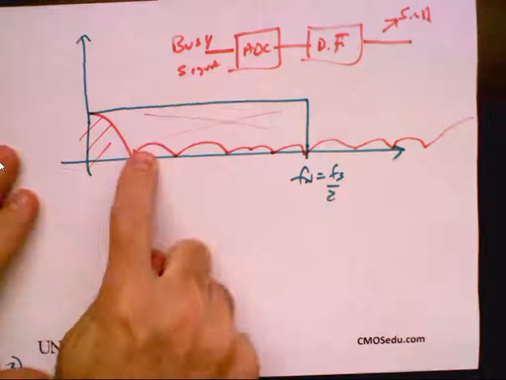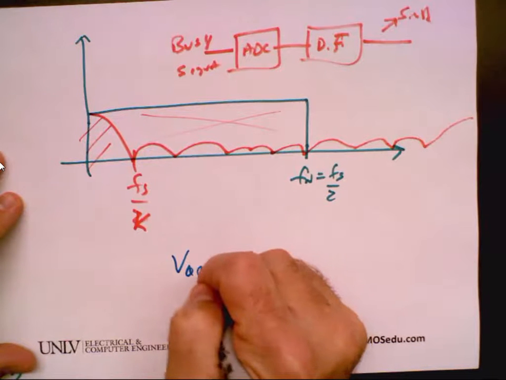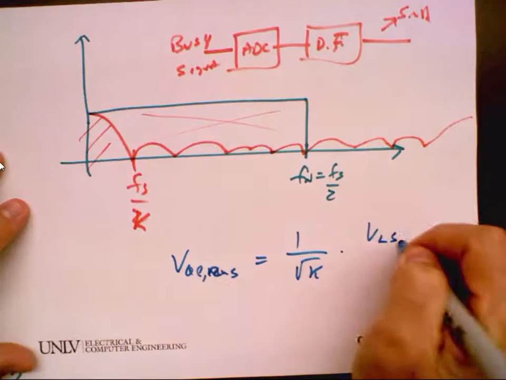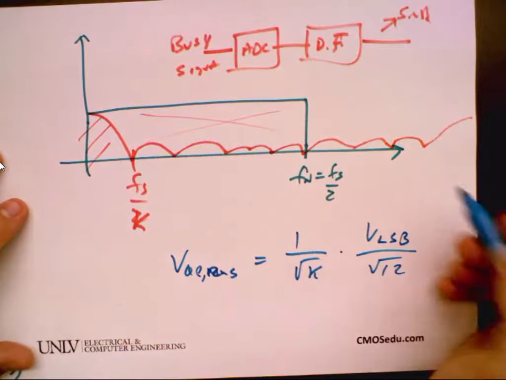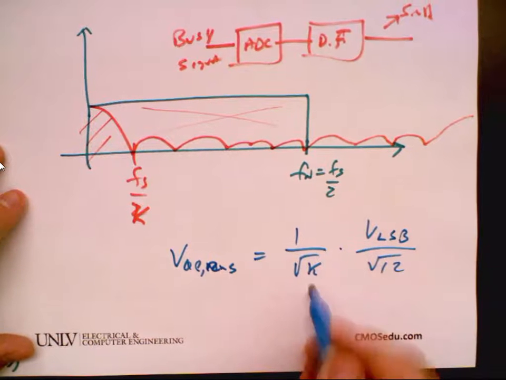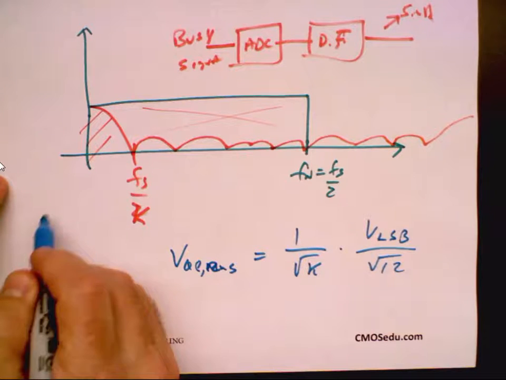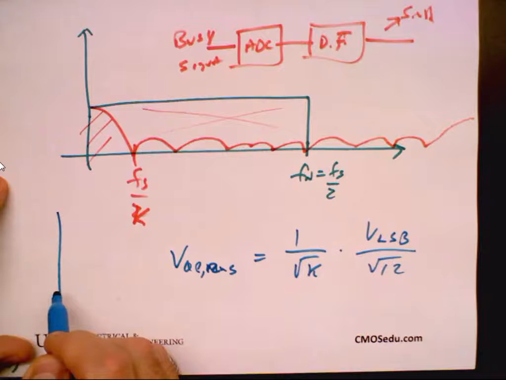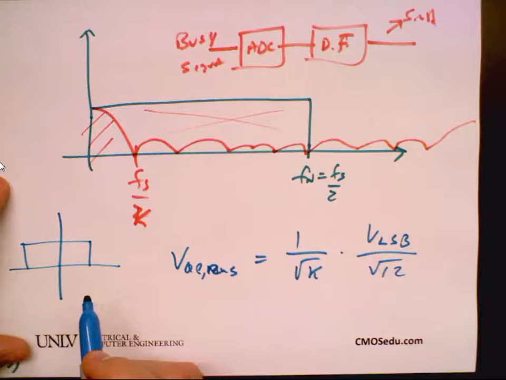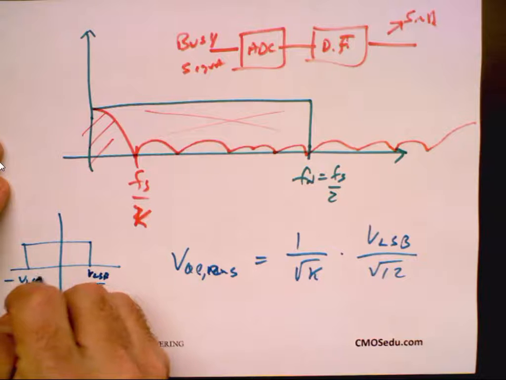Okay, so let's do this and prove that our quantization noise becomes 1 over the square root of K times VLSB over the square root of 12. And that was the standard deviation of the noise when we looked at the probability density function. And just remind me, what did the PDF look like for the quantization noise? Yeah, it's just a flat quantization noise spectrum. And what are the limits? Yeah, VLSB over 2 to minus VLSB over 2.